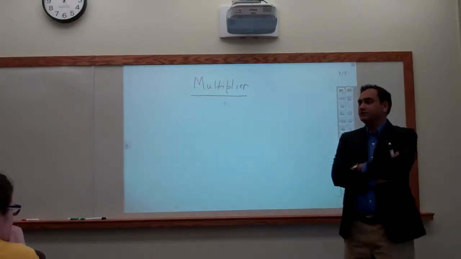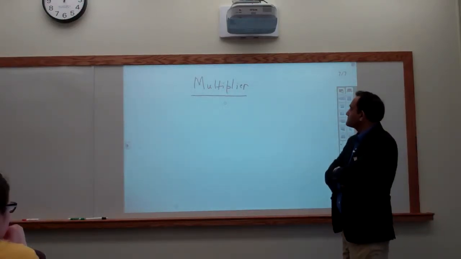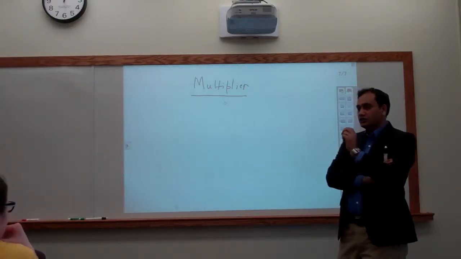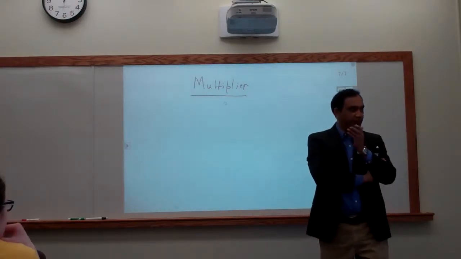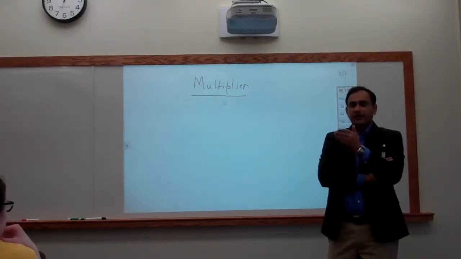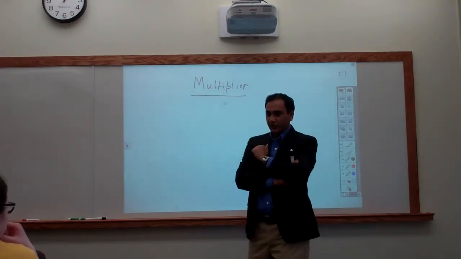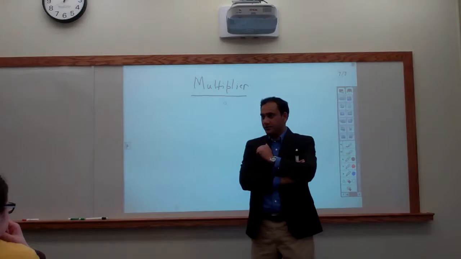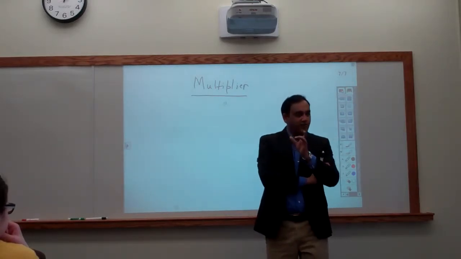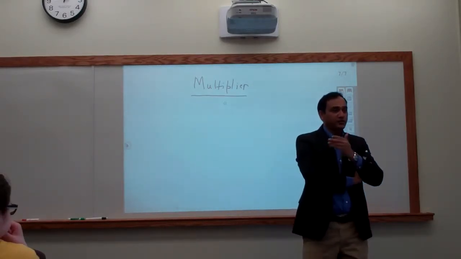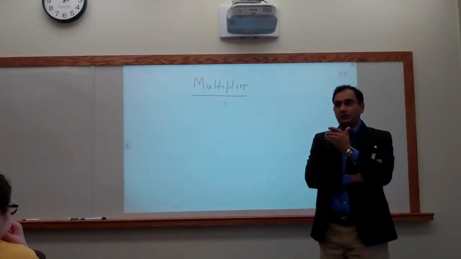So multiplier is basically the ratio of change in y, which is your aggregate output, divided by the change in some exogenous variable you're looking at, like investment. Okay, so it's a ratio, change in y divided by, let's say, change in investment, and that's your multiplier.